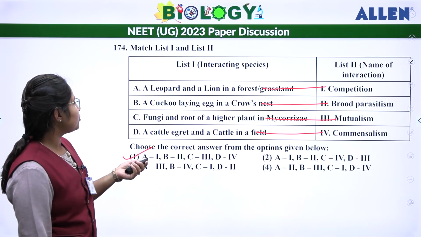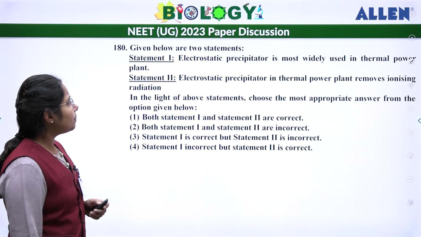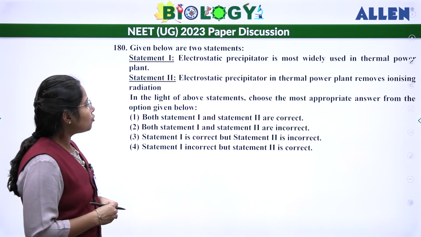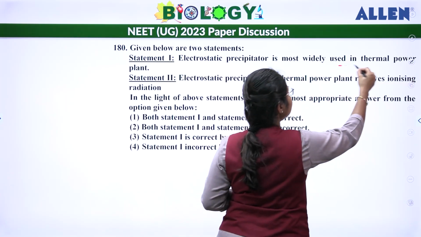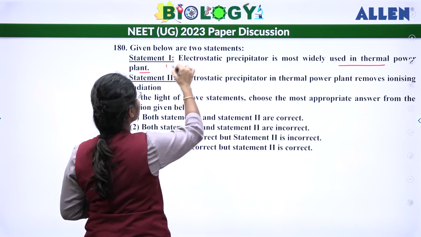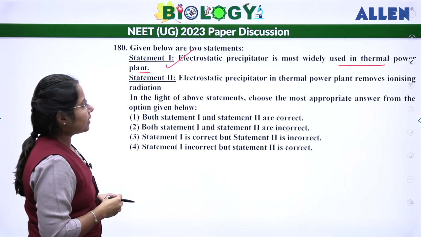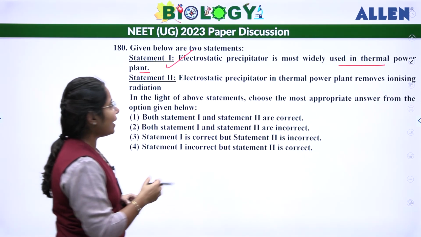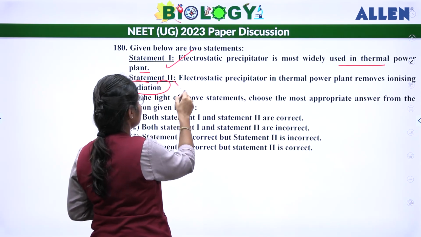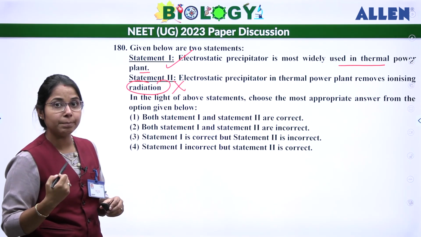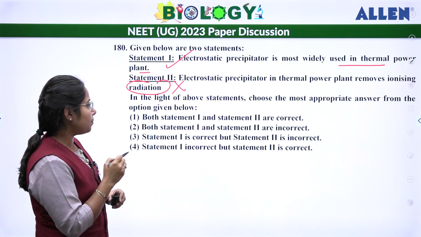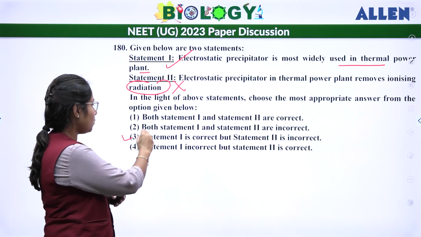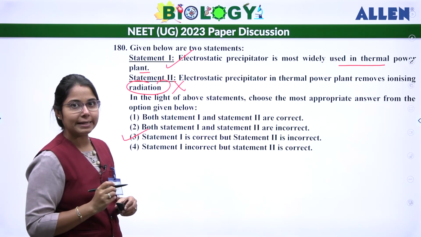So let's see the next question. Given below are two statements. Electrostatic precipitator is most widely used in thermal power plant, which is true. Electrostatic precipitator in thermal power plant removes ionizing radiation, which is not true. It is used for removing the particulate matter. So statement 1 is correct, but statement 2 is incorrect.